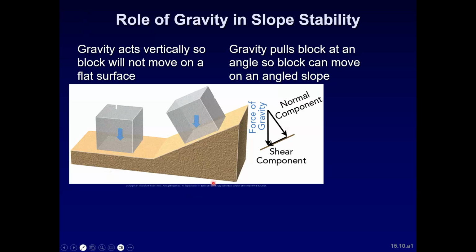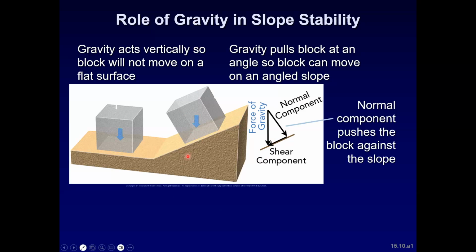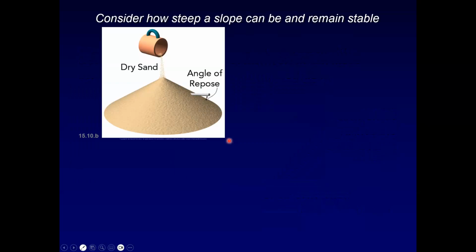Okay, so you have this block on a slope. The force of gravity is our normal component, but then there is a shear component to that block sliding down a slope. And the normal component pushes the block against the slope. The shear component pushes the block down the slope. So how steep can a slope be and still remain stable? So this is dry sand being poured into a little hill.